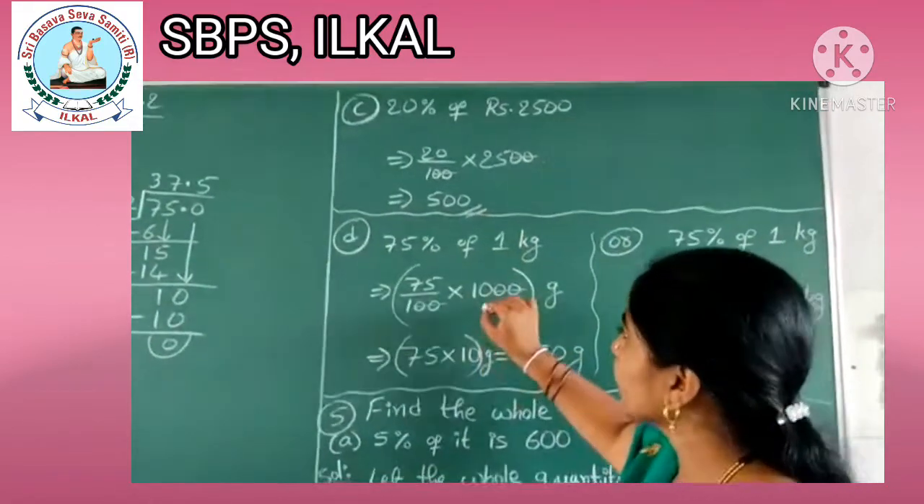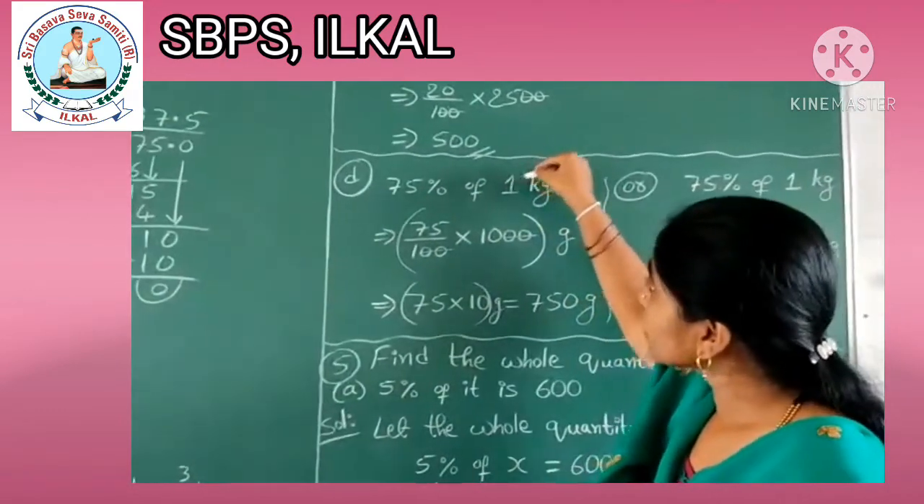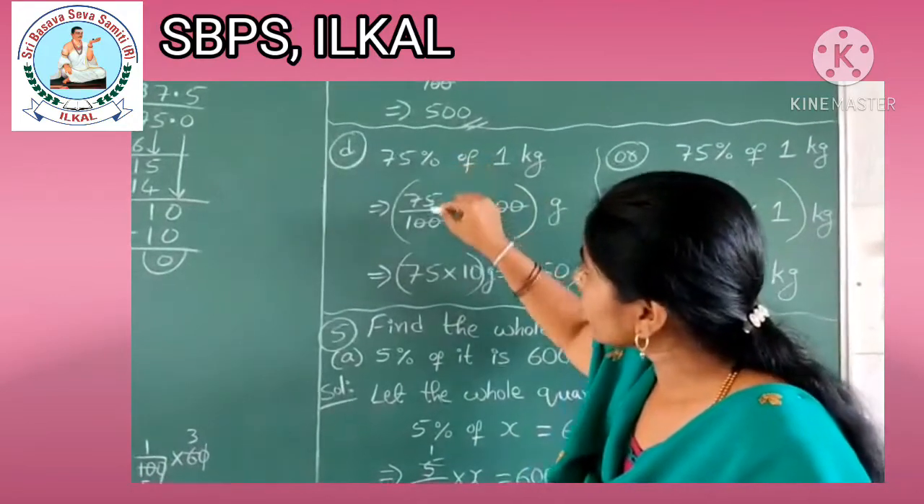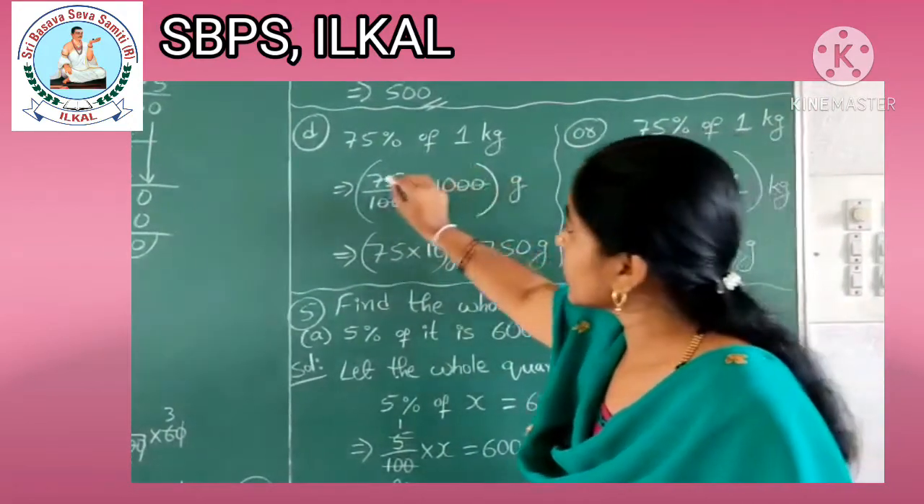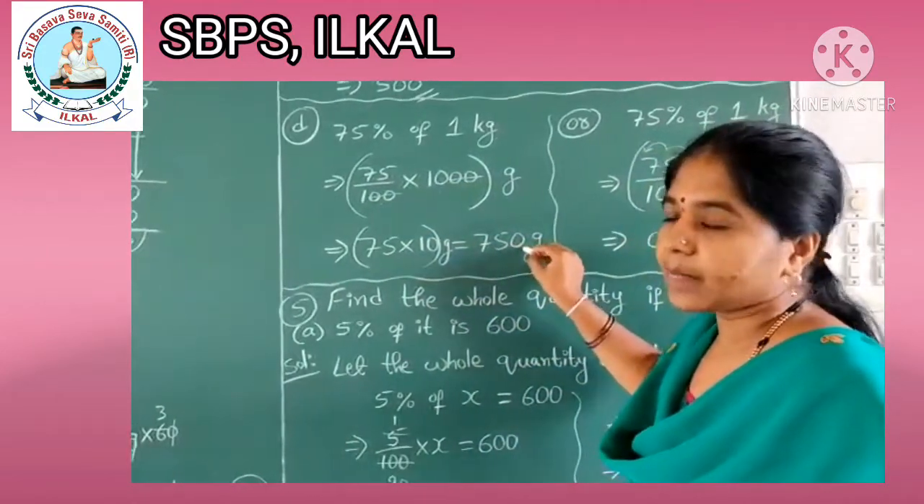Okay. Next one. 75% of 1 kg. I converted this 1 kg as 1000 gram, children. 75% means 75 by 100 into 1000. 2 zeros, if you strike out, 75 into 10 will remain, which is equal to 750 gram.